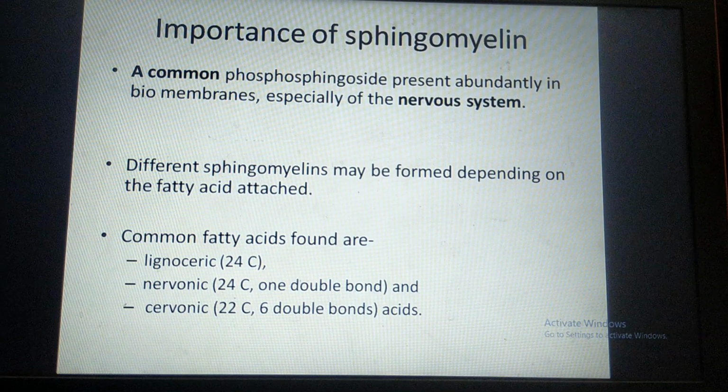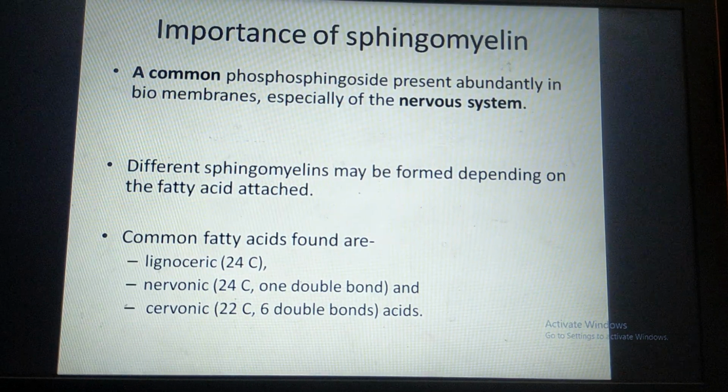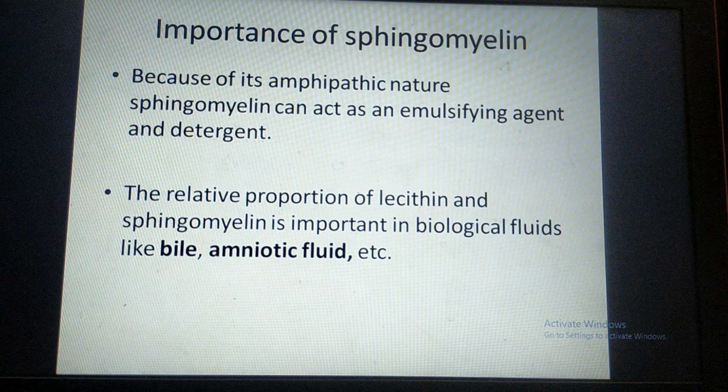Depending upon the attachment of fatty acids in the sphingomyelin, different sphingomyelins are found in the body. The common fatty acids which are found in the sphingomyelin are lignoceric acid, nervonic acid and cervonic acid. So this sphingomyelin, just now we have studied the ratio of lecithin to sphingomyelin in the amniotic fluid, gives us the idea about the fetal lung maturity. This LS ratio is also important in bile.